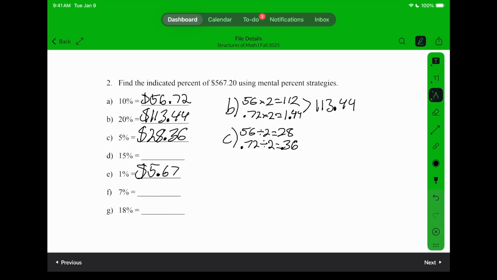15%, you can really choose. You can do 10% plus 5%, or 20% minus 5%. I'm going to do the 10% plus 5%, which is going to equal 56.72 plus 28.36, which is going to equal 85.08.